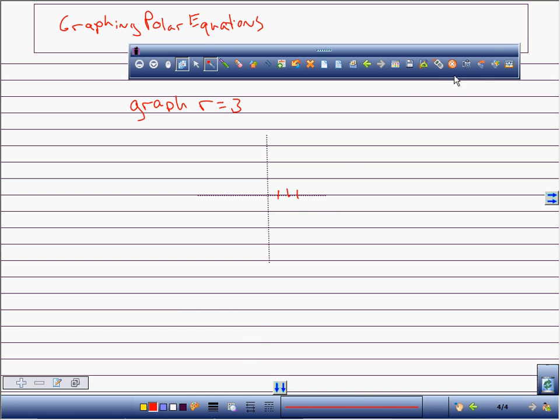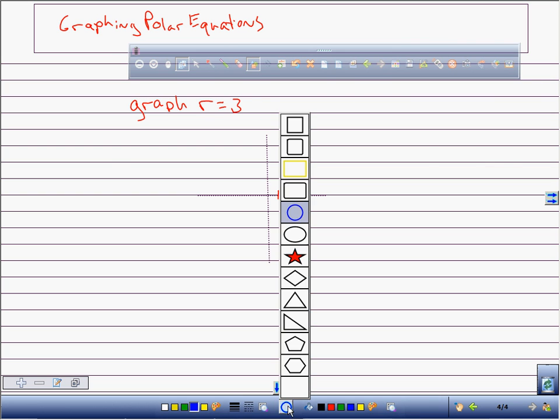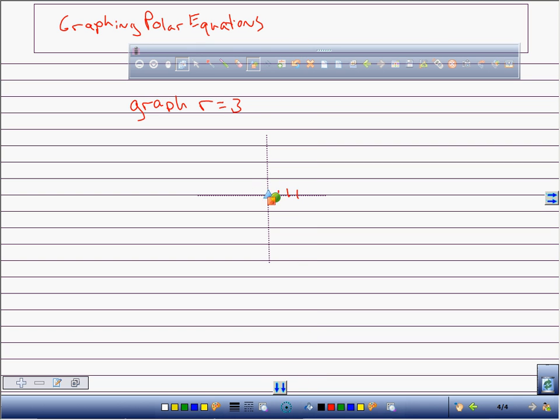What this makes is a circle with a radius of 3. That's what that would mean, right? Because wherever you are, the radius is always 3.